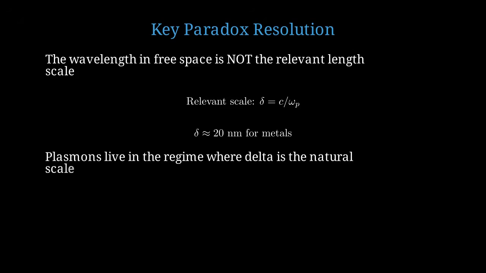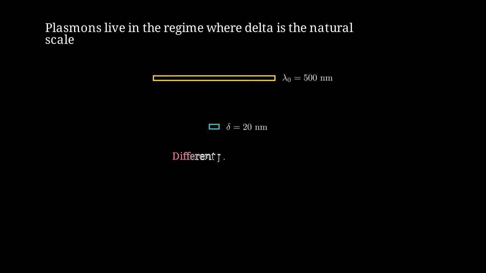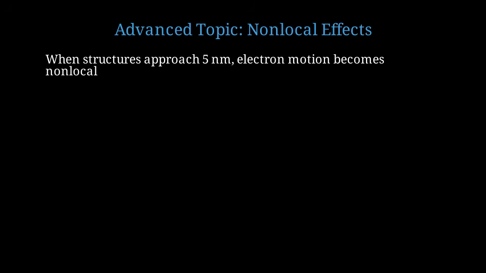Surface plasmons naturally live in this regime, where the 20 nanometer skin depth sets the size scale. Free space wavelength and plasmon length scale represent fundamentally different physical regimes governed by different physics. At the smallest scales, even our plasmon model breaks down due to non-local effects. When structures shrink below 5 nanometers, individual electron motion becomes important, and the response becomes non-local.